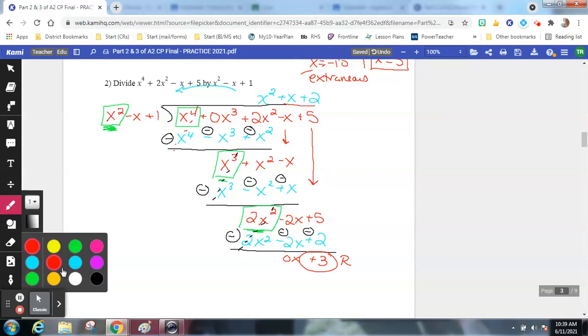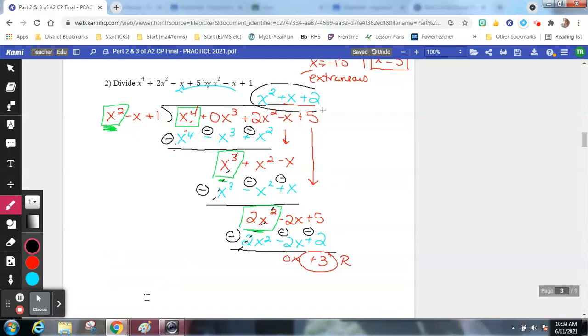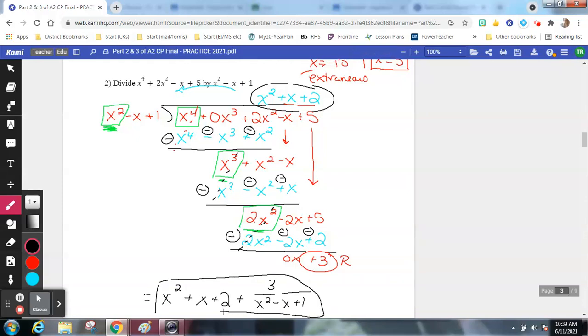And then you put together your full answer. It's your quotient up top, x squared plus x plus 2, plus the remainder over what you divided by. So over x squared minus x plus 1. And this is your final answer for your division.